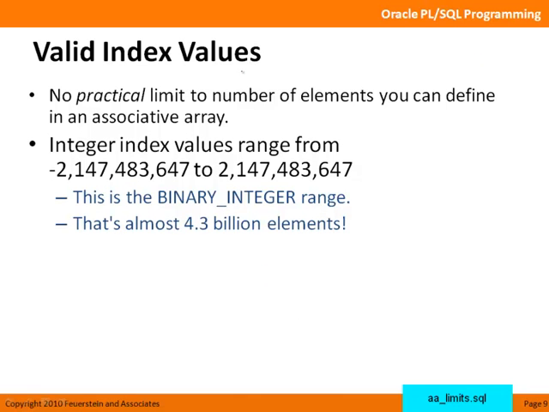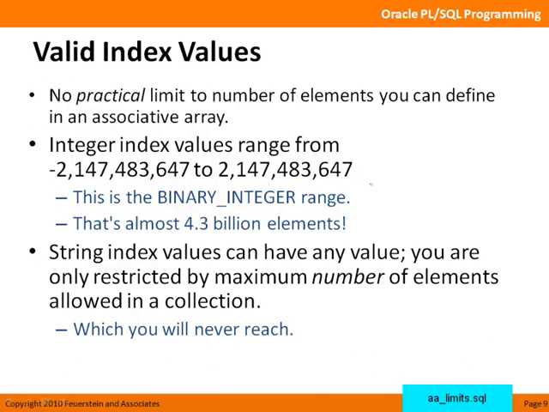There actually is an upper limit to the number of elements you can define in an associative array. The integer index values allowed in a PL/SQL collection range from -2 to the 31st plus 1 to 2 to the 31st minus 1, which is the same range as the binary integer data type. Now, that's about 4.3 billion elements. There is no way that you're ever going to create a collection with that number of elements or even close to it. Before you get there, you will blow out the memory in your session and your program will die. So that's why, from a practical standpoint, there is no limit to the number of elements that you can define. The theoretical limit is well beyond what you will ever achieve in your code.